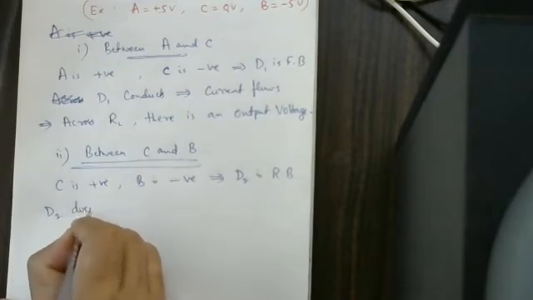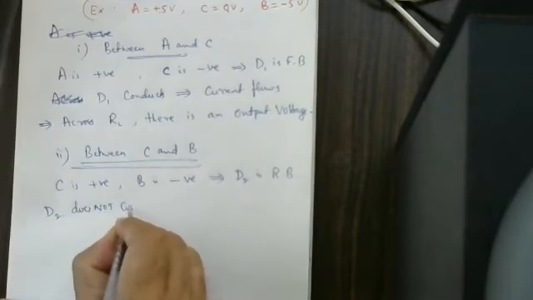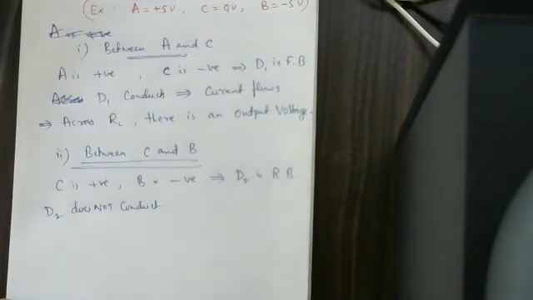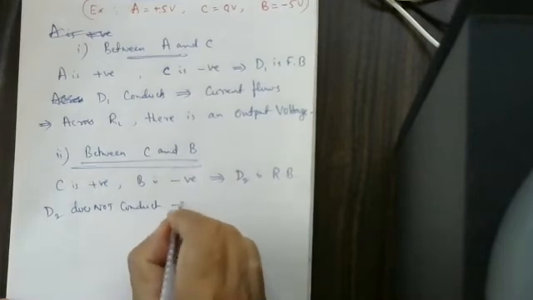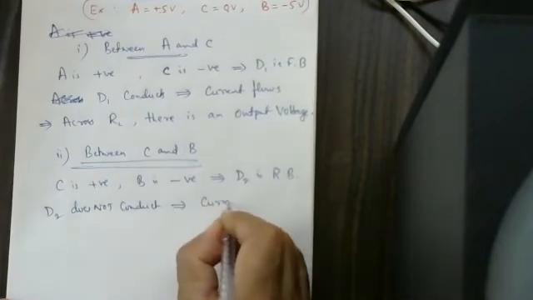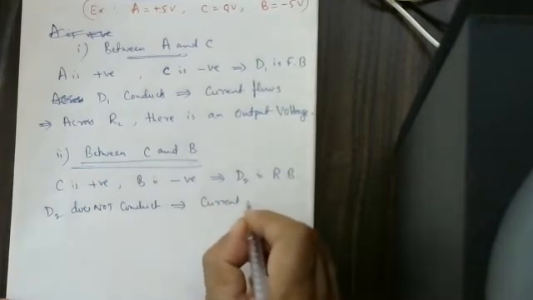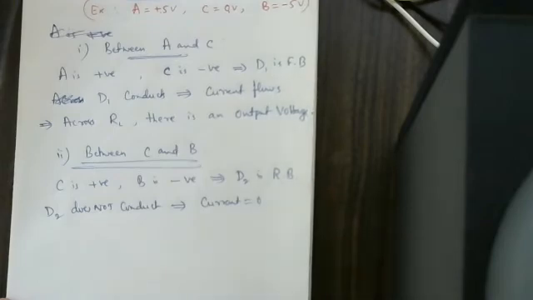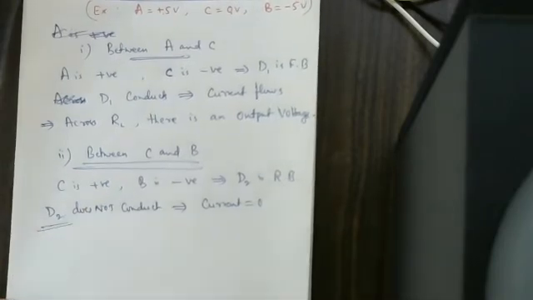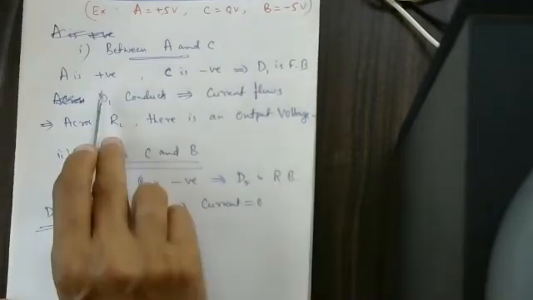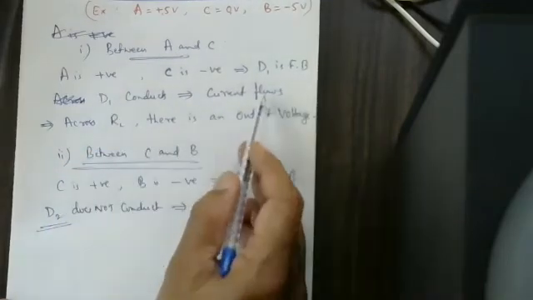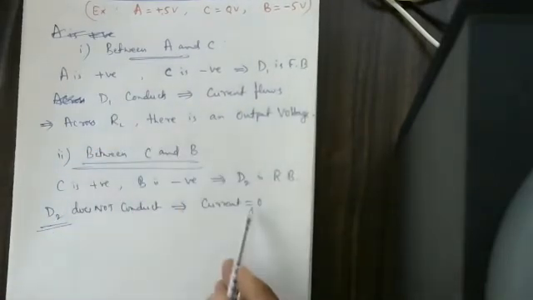D2 does not conduct. As it is not conducting here, current is equal to 0. Current does not flow. There is no current due to this particular diode. But already current is there due to D1. Due to D1, current is there. Due to D2, current is not present.